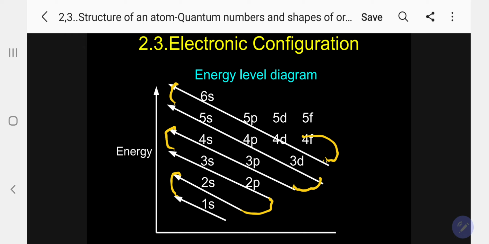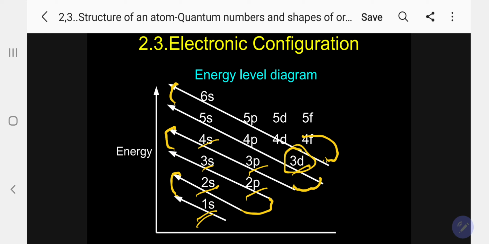So it's going on. Kindly follow. This is the way we have to fill up. 1s, number 1, number 2, number 3, number 4, number 5, number 6, number 7. Kindly follow 3D and 4S.